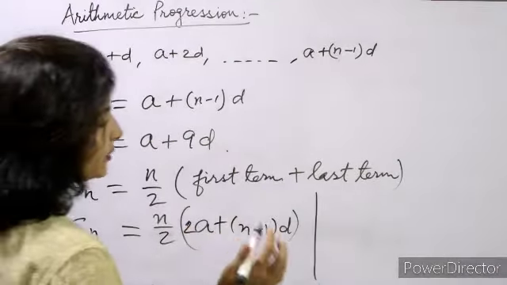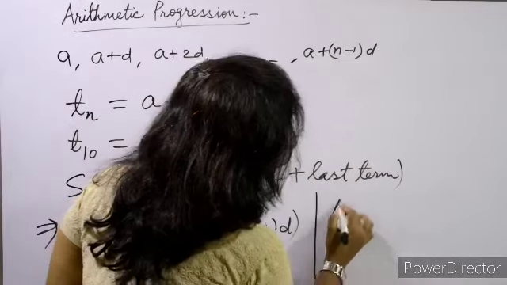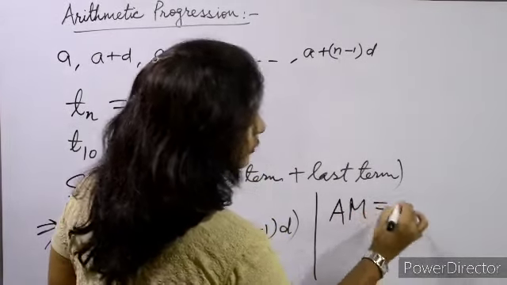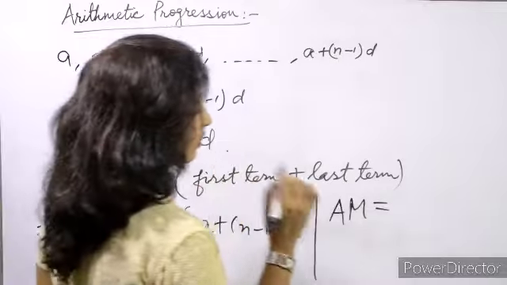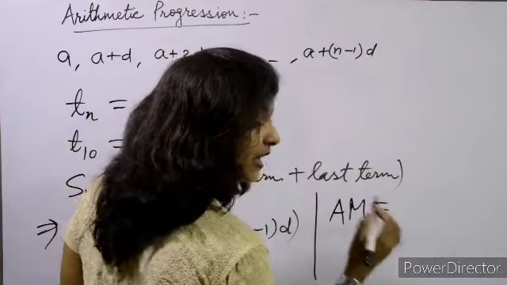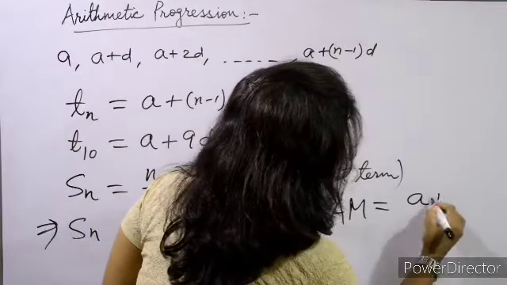Now we'll see the arithmetic mean, denoted by AM. If we have to find the arithmetic mean of A and B, then the formula is A plus B divided by 2.